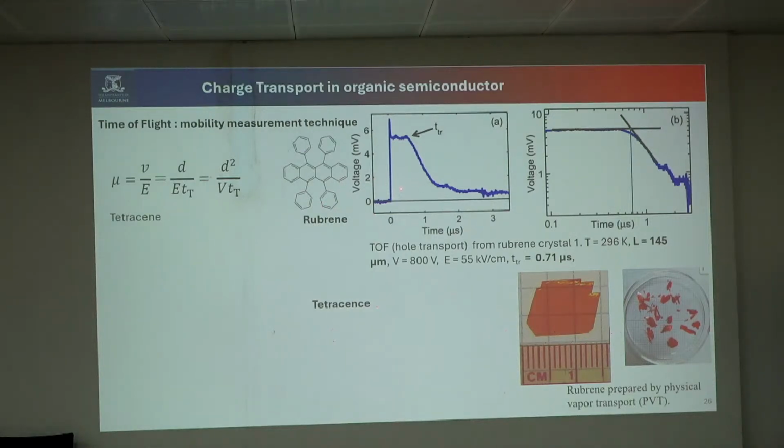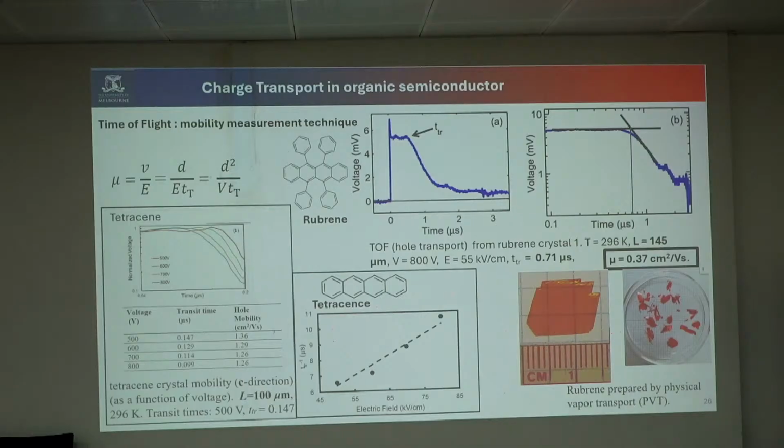As I said, when the charge pulse is applied, the voltage is generated. After that, it will go to 0. So we need to measure this transient voltage around this point. Here we measured a transit time of around 0.71 microsecond, and we apply this in the equation. Simply, we can get the mobility as 0.37 centimeter square per volt second. This is a rubrene crystal, because rubrene is a very good material. With the solution process, we can slowly create a single crystal out of this.